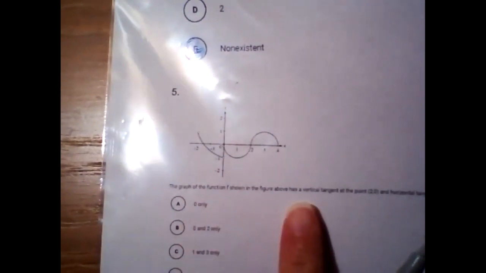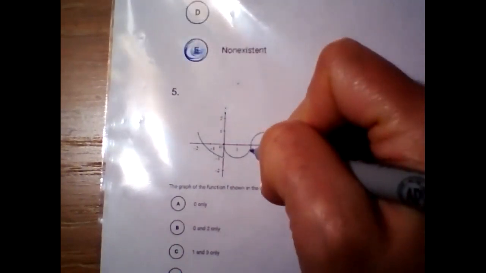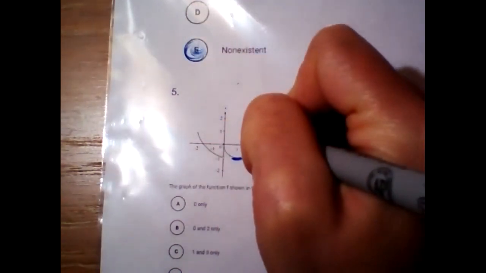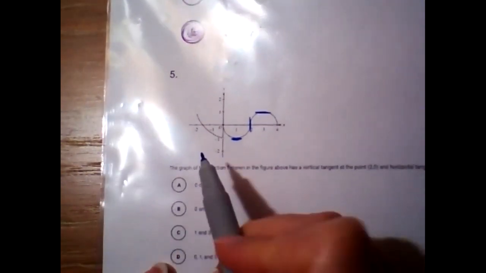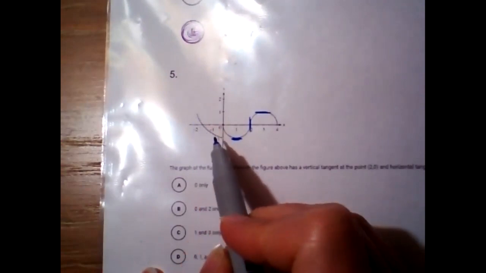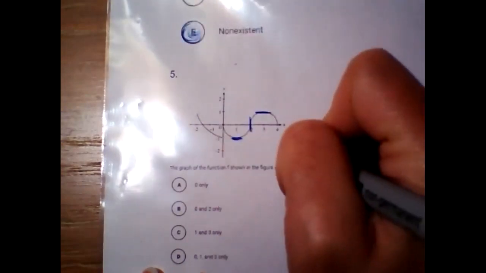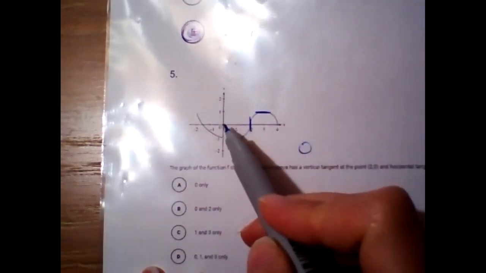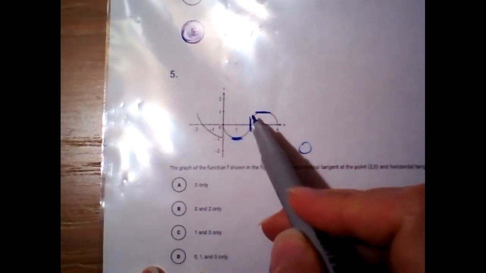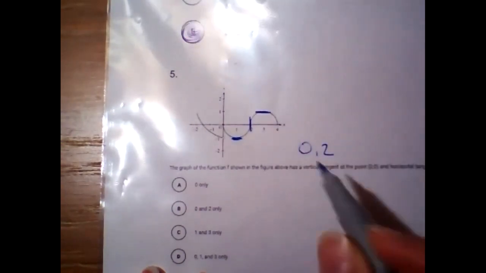All right, 5, we've got another interesting graph here. I'll zoom in on it. It says we have a vertical tangent at 2, and we have horizontal tangents at 1 and 3. And it says, for what values is the function not differentiable? So I'm just going to kind of go left to right. We would not be differentiable at 0 because we have a jump discontinuity there. So definitely 0. And then we would also not be differentiable at 2 because of the vertical tangent line.